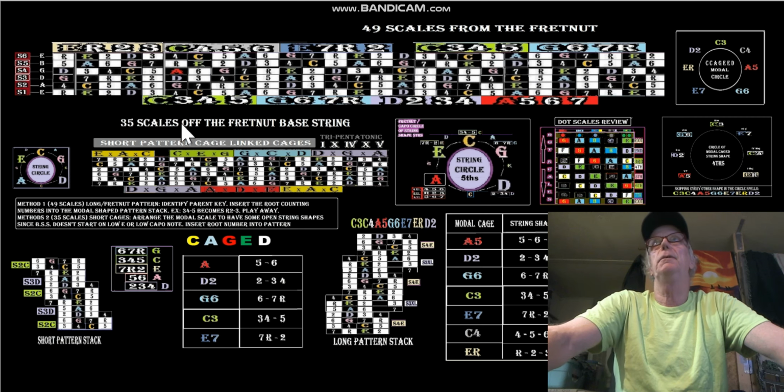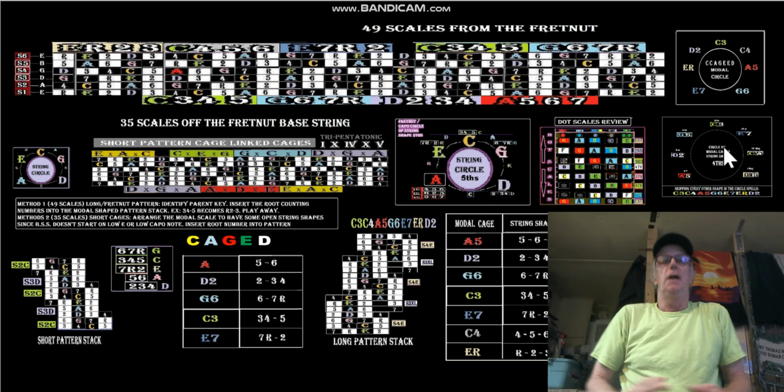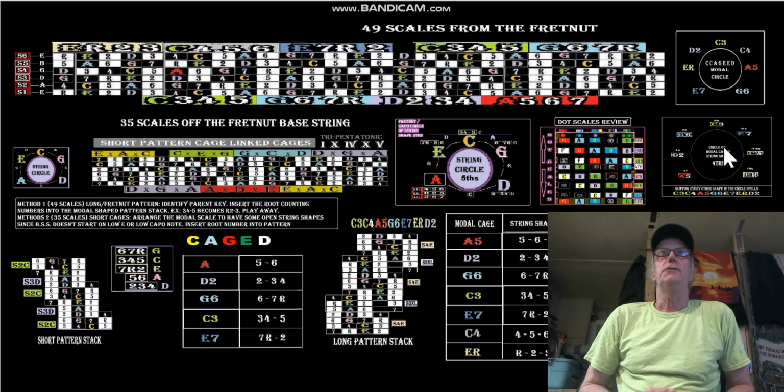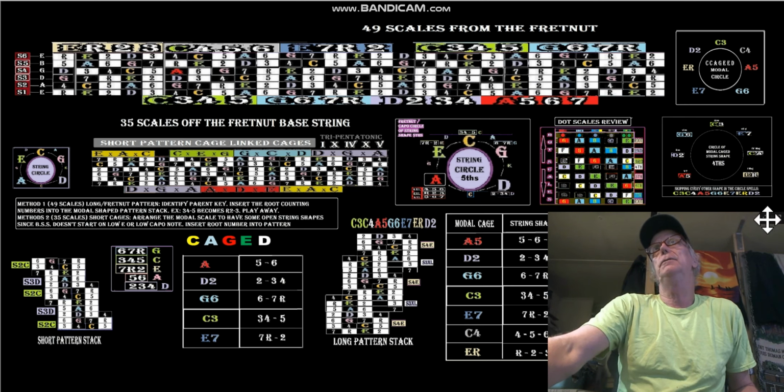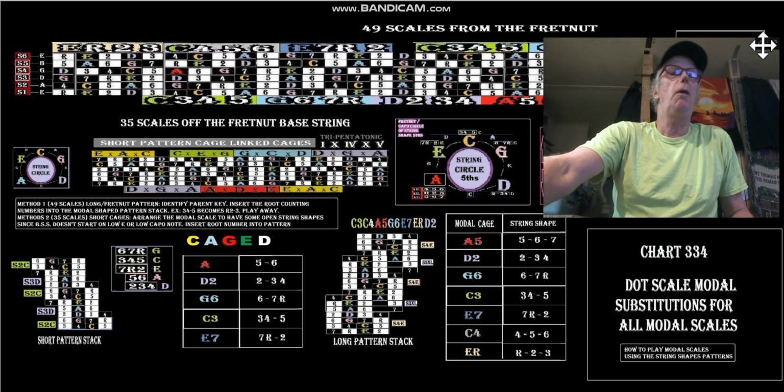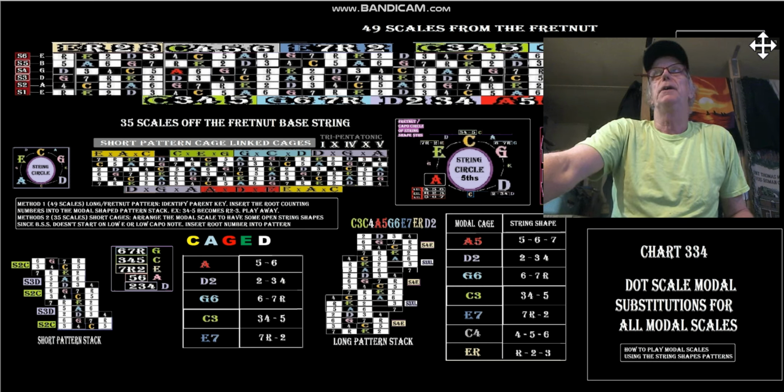Today we're going to dive right in because I've got a really nice topic to discuss. And the chart I set up for it is 334 dot scale modal substitutions for all modal scales. How to play modal scales using the string shape patterns.